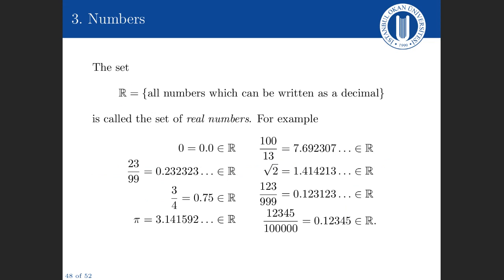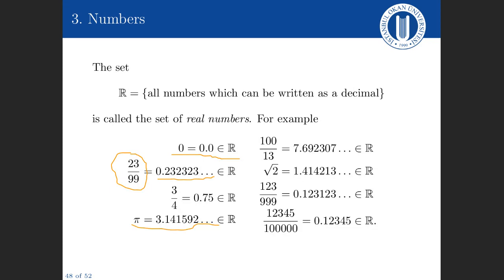The set R is the set of real numbers. This is the set of all numbers which we can write as a decimal. For example, the number 0, which I could write as 0.0, this is a real number. The number 23 divided by 99, I could write as 0.232323 recurring. We can write this as a decimal, this is a real number.